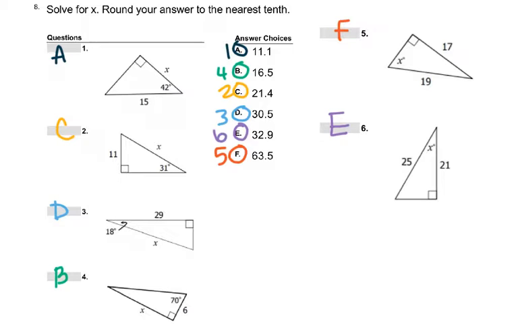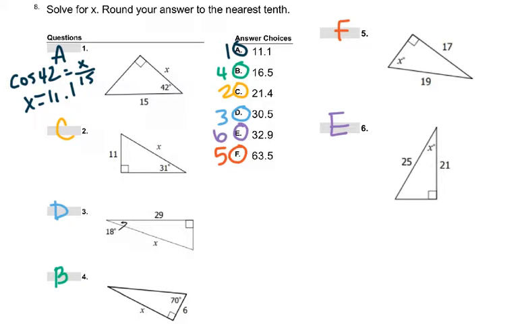Alright, so for this one we were actually solving. So we were trying to find the missing side lengths in 1, 2, 3, and 4, and then we were trying to find the missing angles in 5 and 6. Alright, so part A I would have to set up as cosine 42 equals x over 15. When I multiply both sides by 15, I get x is 11.1.